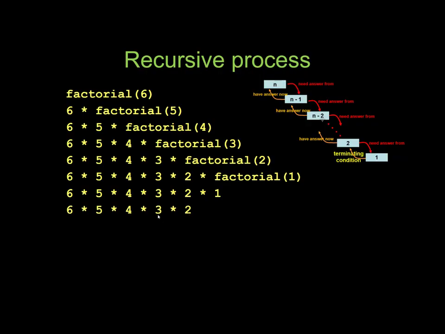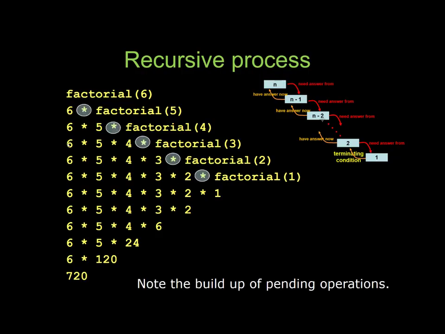2 is then returned to multiply with 3 to get 6, and so on, until we have the answer for factorial 6, which is 720. Note that the front part of this whole process has a build-up of the multiplication. They are not done until much later. For this one, it is done only after factorial 1 returns a 1. And then for this one, it is done after 2 is returned, and so on.